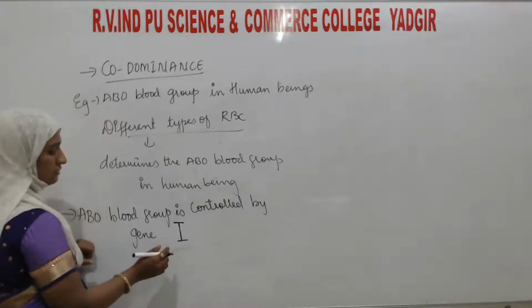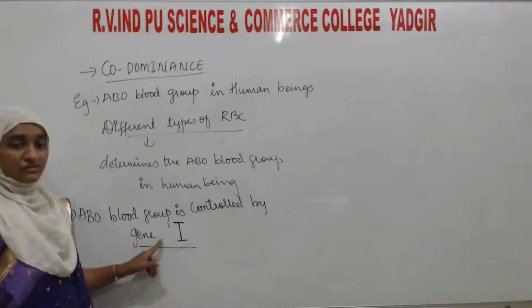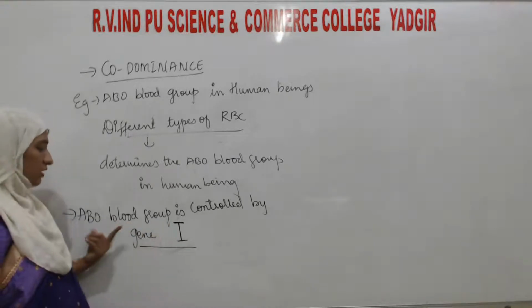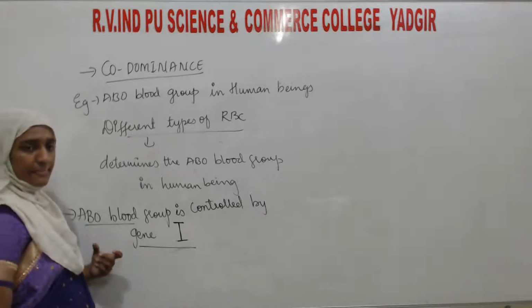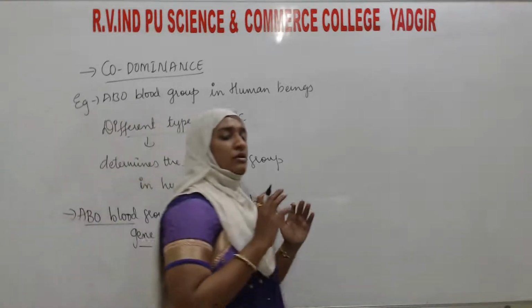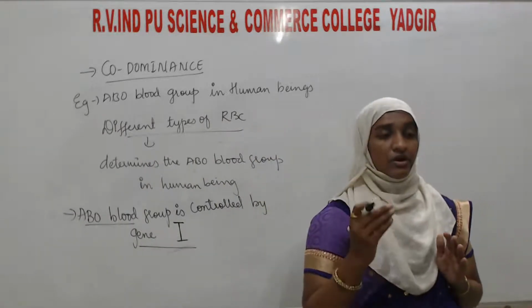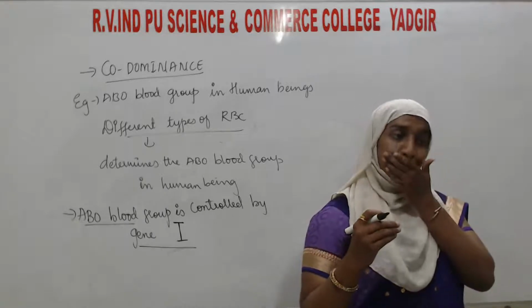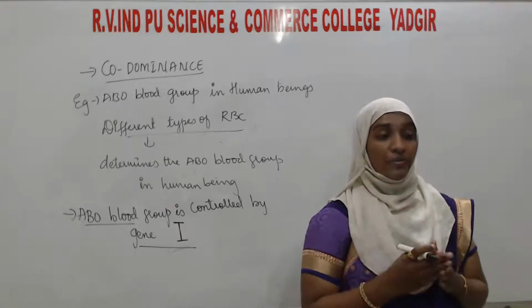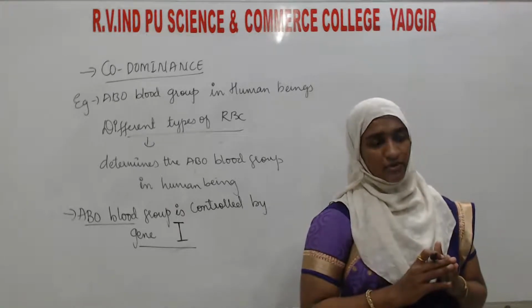What is that gene? That is the gene which controls the ABO blood group in the human being. See here, some of the human beings will have the A blood group, some of the human beings will have the B blood group, some of the human beings will have the O blood group, some of them will have both A and B blood group.